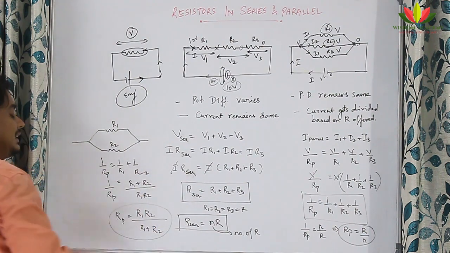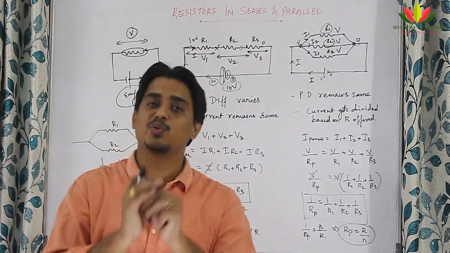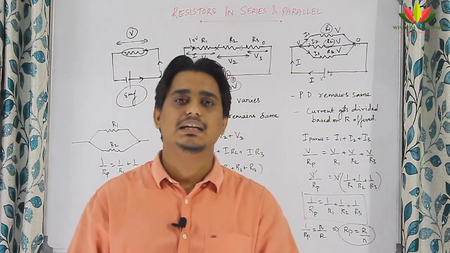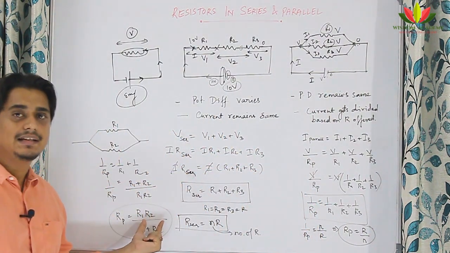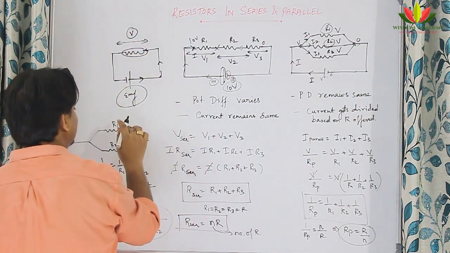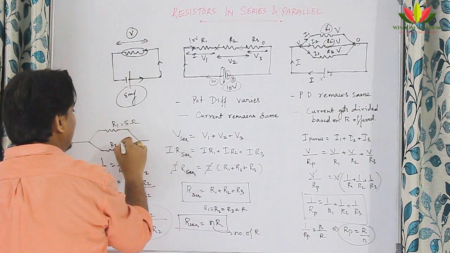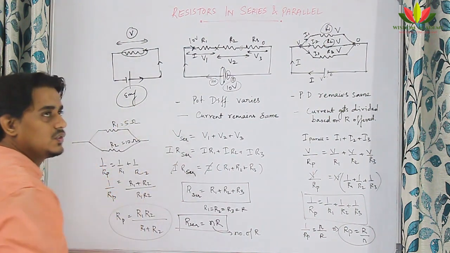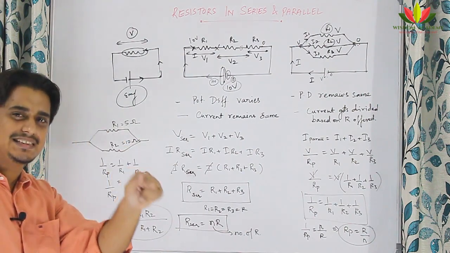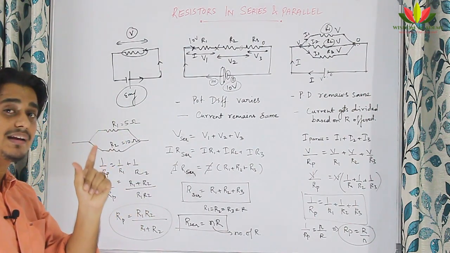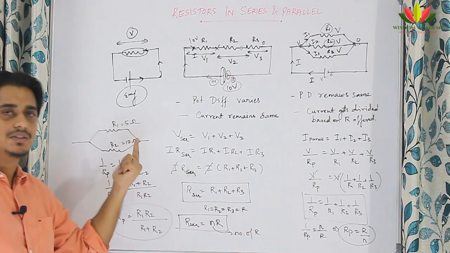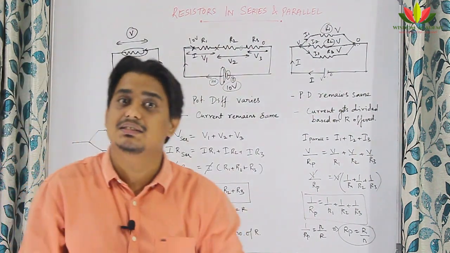So when you want to find the equivalent resistance of 2 resistors connected in parallel, you multiply them and divide by their sum. For example, if there are 2 resistances which are 5 ohm and 10 ohm. One student will do 1 by R is equal to 1 by 5 plus 1 by 10, then take the LCM, then find the answer. And someone who is smart enough, what will he do? 10 into 5, 50, by 10 plus 5, 15. So he will say 50 by 15 is the answer.